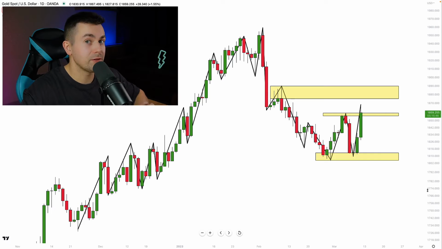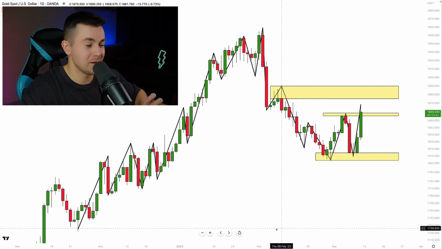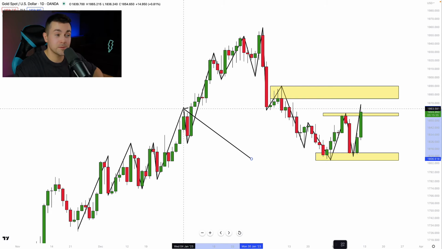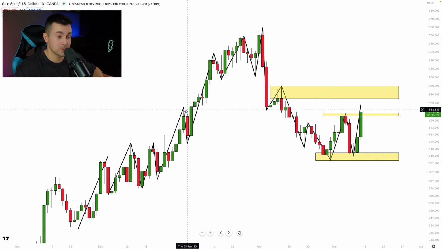Now let's look left at structure again and let's check if we missed something here analyzing the key levels. You can see that here we got a very important support that previously was a very important resistance.